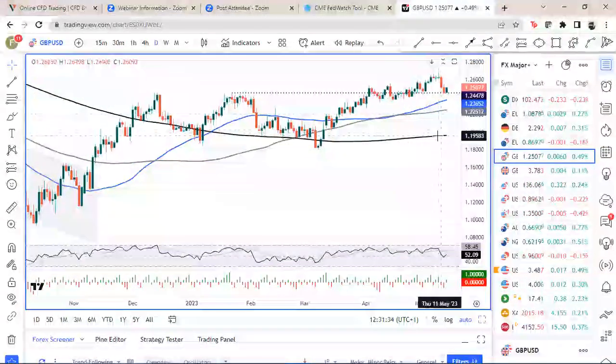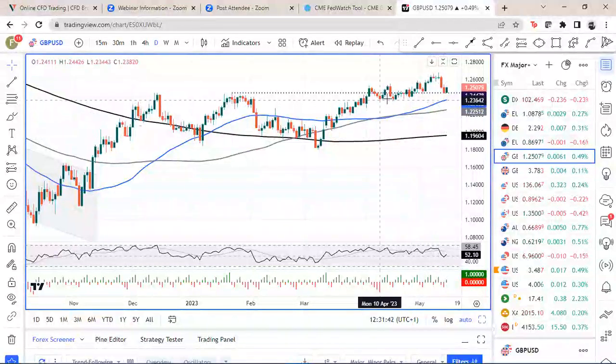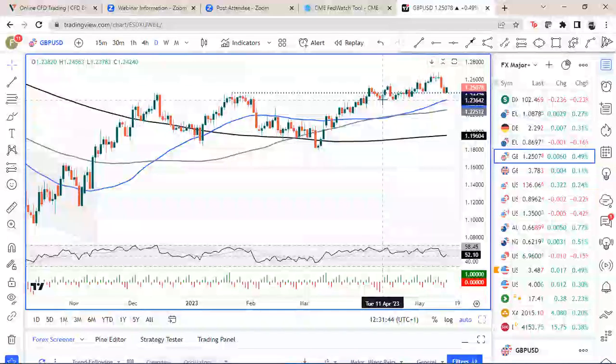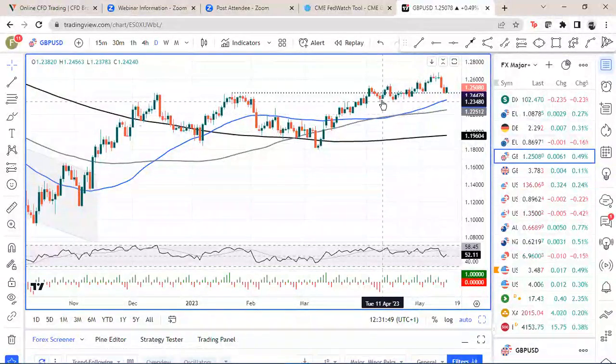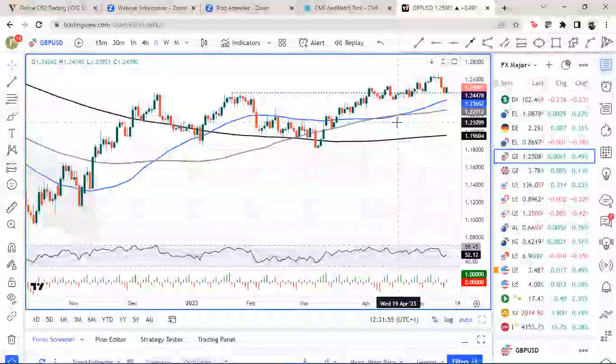But that is key. Otherwise, if we push below that, we get towards the 50-day moving average, probably 123.65, and ahead of that, probably quite a lot of support actually around that 50-day moving average. So these lows from April around the 123.60 area. So that's cable.